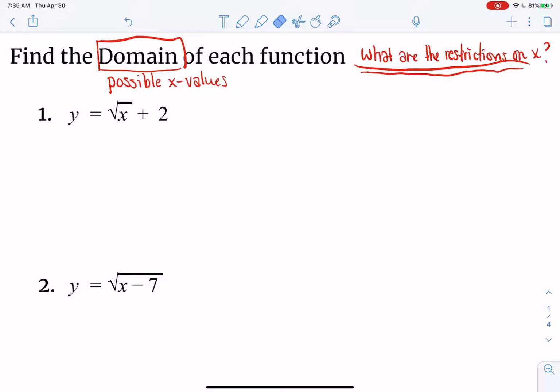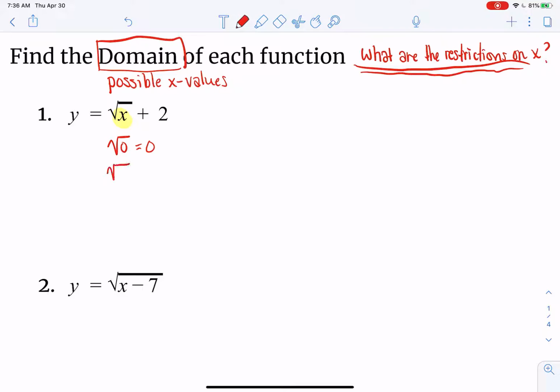So let's look at the first one. We have y equals the square root of x plus 2. Are there any restrictions here? Are there any numbers that you cannot put under the radical and make sense? So think about numbers that don't make sense under there. You could put a 0 under there. You would have the square root of 0, and that would be 0, and that would make sense.